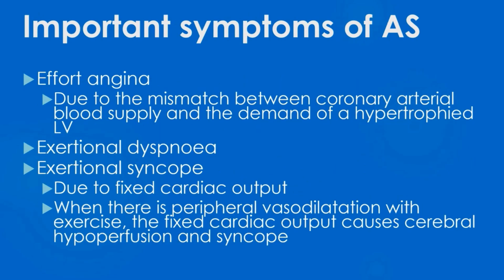Important symptoms of aortic stenosis are effort angina, exertional dyspnea, and exertional syncope. Effort angina occurs due to the mismatch between coronary arterial blood supply and the demand of a hypertrophied left ventricle. Exertional syncope occurs due to fixed cardiac output. When there is peripheral vasodilation with exercise, the fixed cardiac output causes cerebral hypoperfusion and syncope.